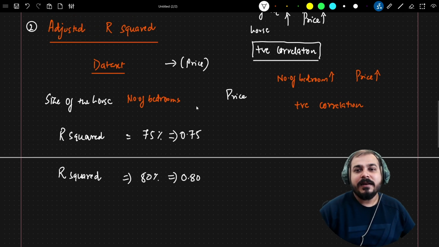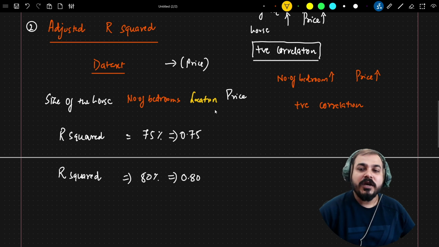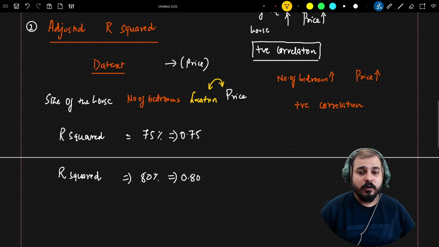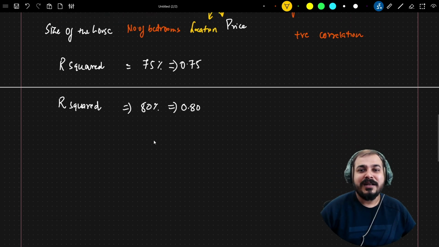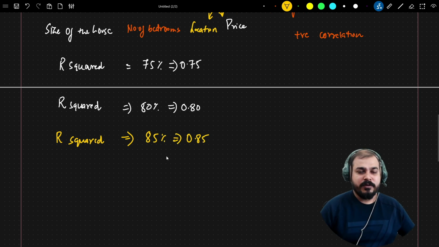Now, similarly, when I add one more feature, which let's say is location, we know that location is also positively correlated with price. These two are positively correlated. So there are again chances that my R squared value will definitely increase. Let's say I'm just assuming it has now increased to 85%.